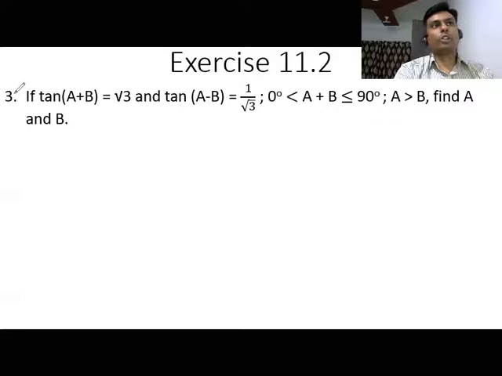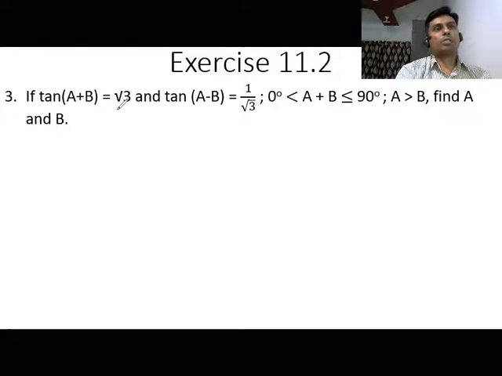Welcome back. Now we're going to the third numerical in the second exercise of Introduction to Trigonometry. The question is: if tan(A + B) is equal to root 3 and tan(A - B) is equal to 1 by root 3, where A + B is greater than 0 degrees but less than or equal to 90 degrees, and A is greater than B, find A and B. So A is greater than B, and you have to find A and B.